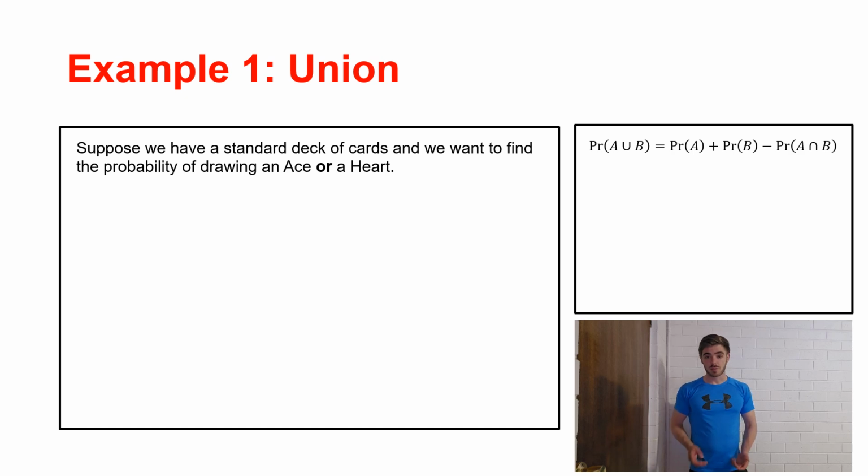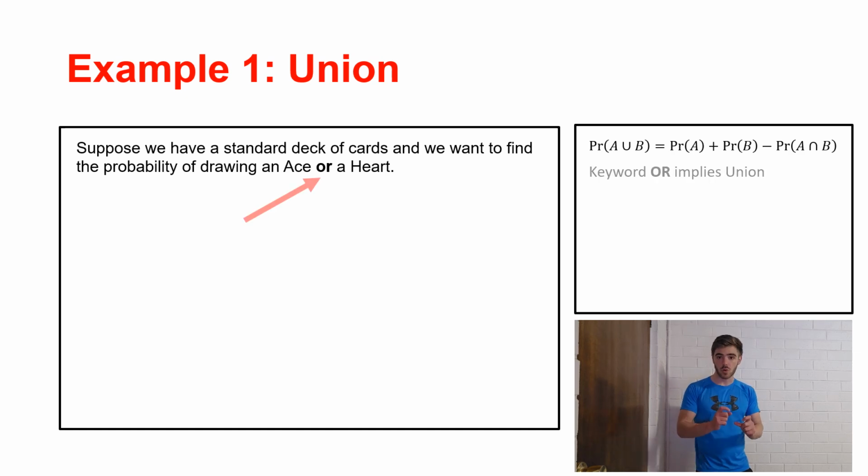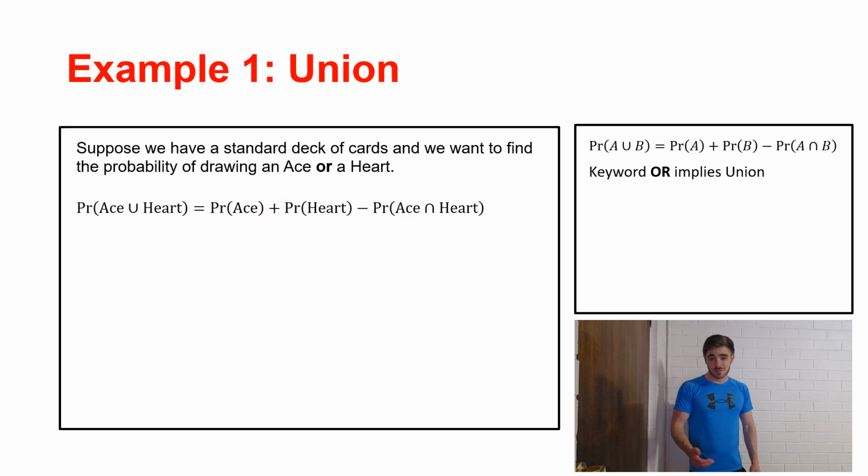In this case, we're looking for the probability that we draw either an ace or a heart. We know this is a question about union because of the keyword "or." If we're trying to find the probability that one thing occurs or another thing occurs, then that's a union. So to calculate union, we're going to use the union equation. So we'll start off by calculating the probability of getting an ace.